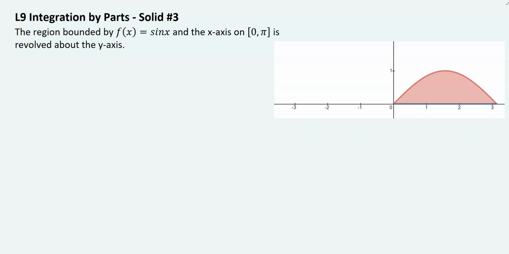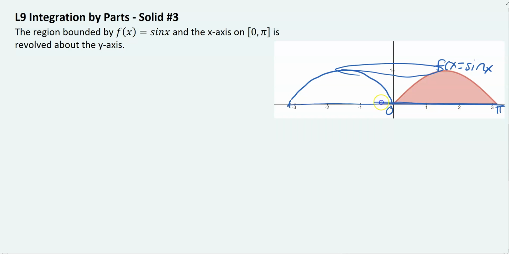In this video, I will be talking about volume of solids, but in relation to integration by parts. Suppose you have the function f of x equals sine x, and we are looking from 0 to pi, right? And we are going to revolve this about the y-axis, so we will have another shape this way, and it makes a solid looking thing like that, right?